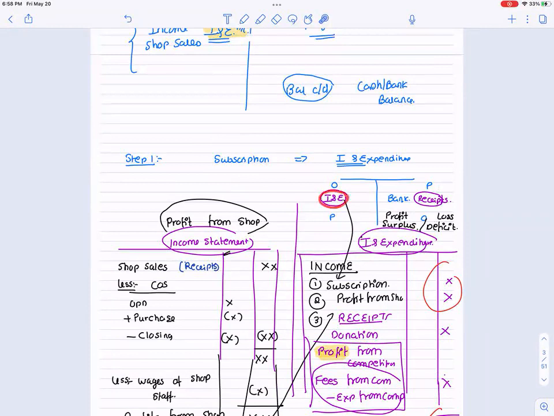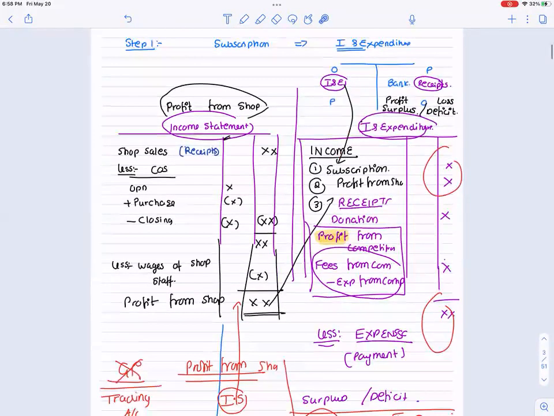This amount that you find in the subscription account will go into which account? Income and expenditure account. The second thing that you will prepare would be the income statement and the income and expenditure account simultaneously. Subscription is easy. Income and expenditure is hard? It's very easy. You just need a proper step-by-step guide.